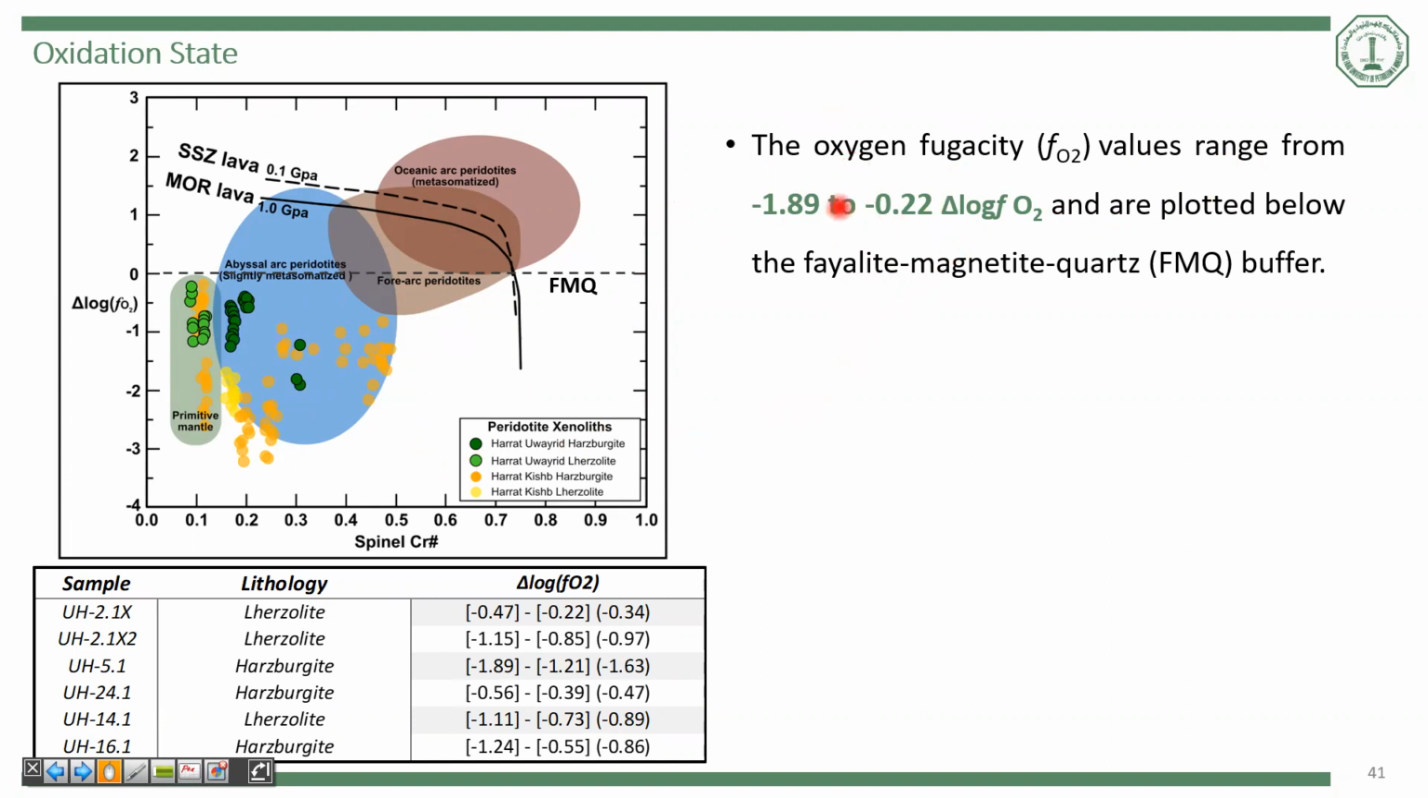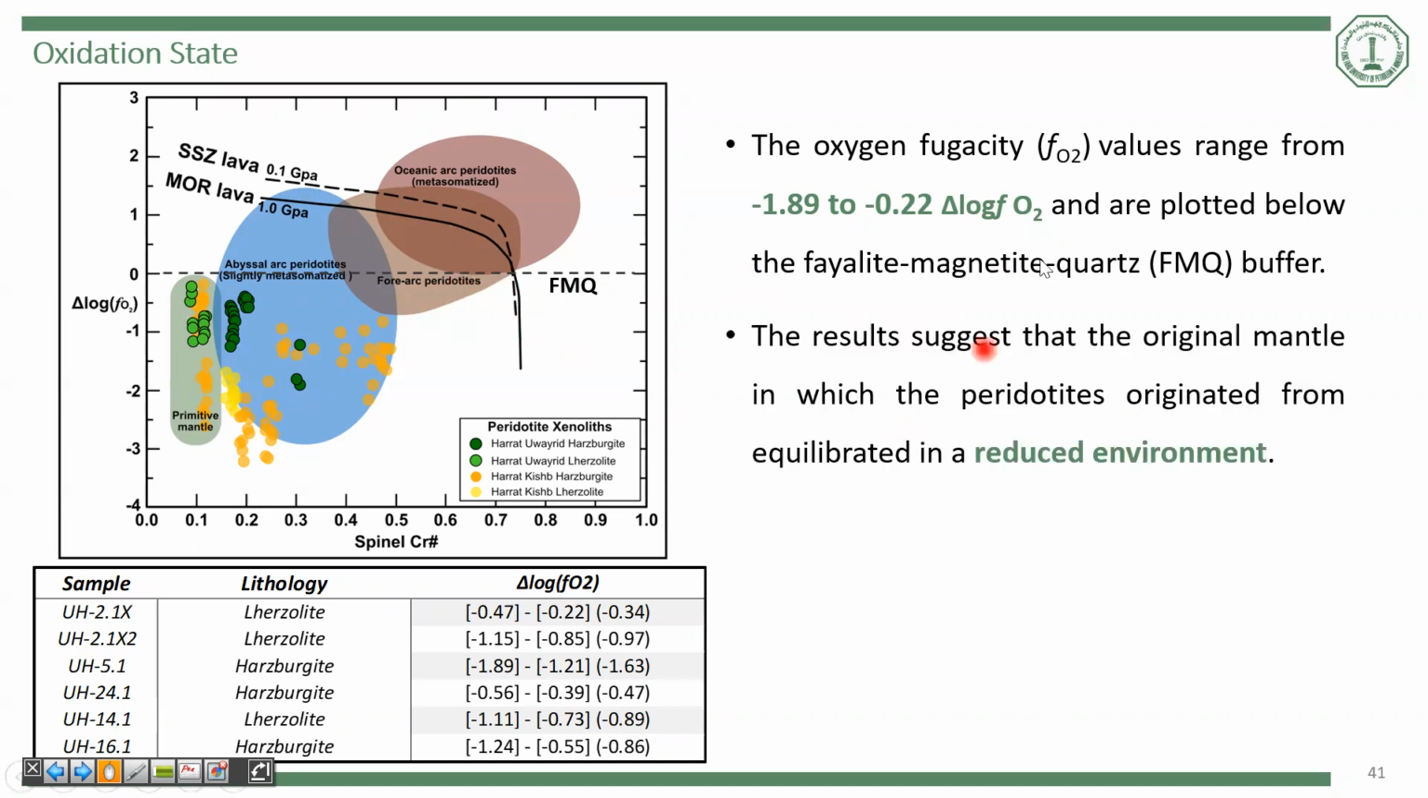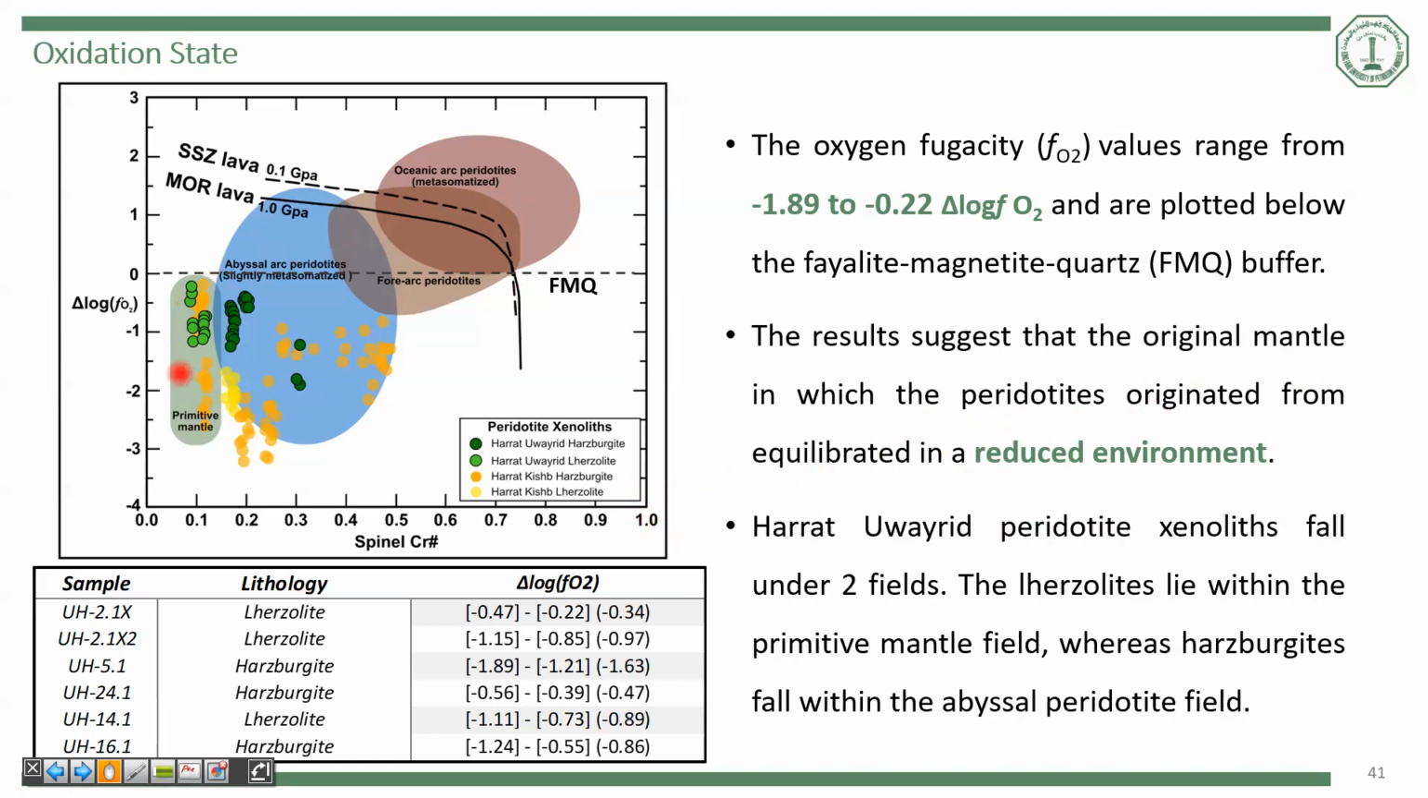minus 0.22 delta log fO2 and plotted below the FMQ buffer. This result suggested that the peridotites originated from equilibration in reduced environments. Furthermore, the Harrat Uwayrid xenoliths fall into the primitive mantle nicely, whereas the harzburgites fall inside the field of abyssal arc peridotite, which are characterized by slight metasomatism.